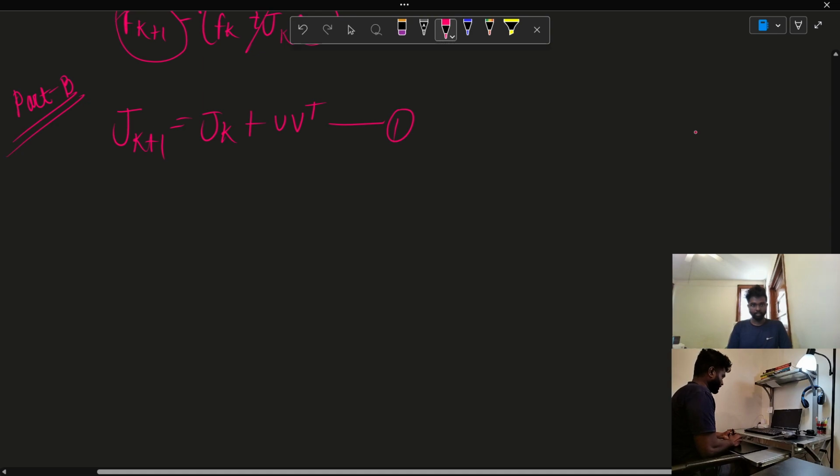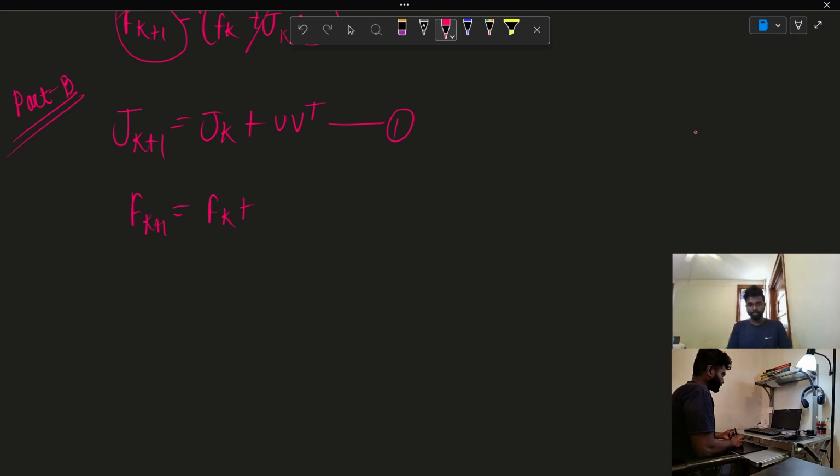Equation 2 is defined by f of k+1 equal to f of k plus J_{k+1}, the updated Jacobian, into, let's write d instead of writing x_{k+1} minus x_k, which is also derived already. Let's take it as d, and we can also write this as delta f is equal to J_{k+1} into d. This is equation 2.